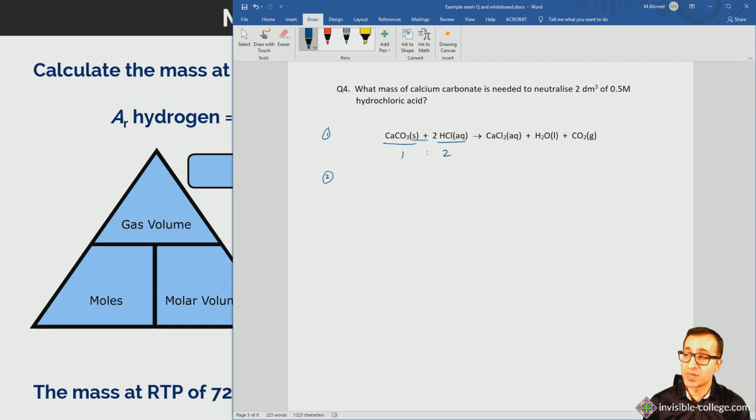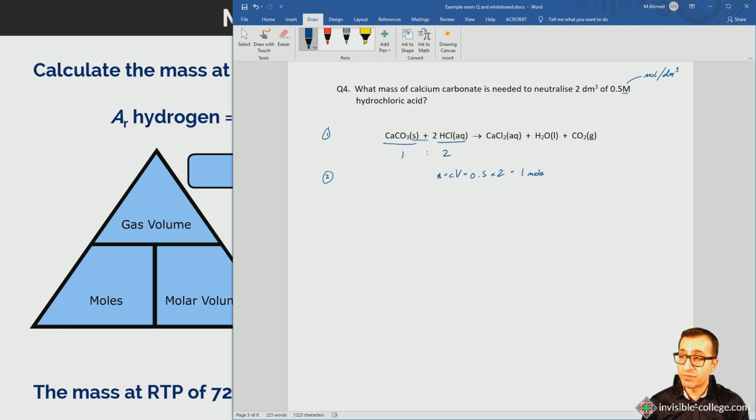We've got enough information here to calculate the number of moles of hydrochloric acid. We have the volume of hydrochloric acid solution and we have the molarity. Remember, this big M means moles per cubic decimeter, the concentration. So since we have the volume and the concentration, we can calculate the number of moles of hydrochloric acid. So number of moles is equal to concentration times volume, which is 0.5 times 2, which is 1 mole. So we have 1 mole of hydrochloric acid.